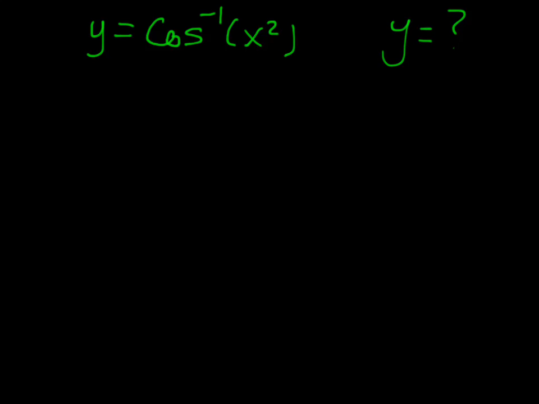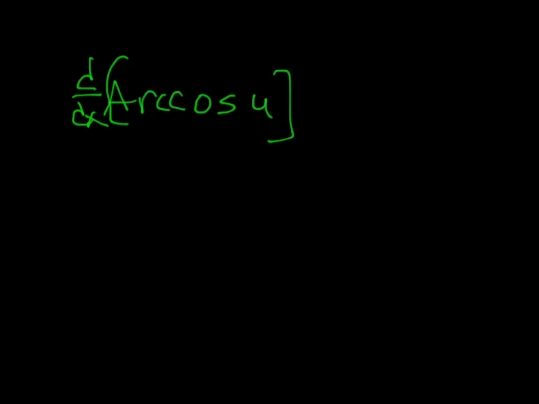So the easiest way is to think of it like this. d over dx of arc cos, so that's another way of saying cos to the negative 1, d over dx of arc cos of u. So u is just, anything could be in there, x in our case, or actually x squared in our case, is equal to negative 1 over the square root of 1 minus u squared times u prime.